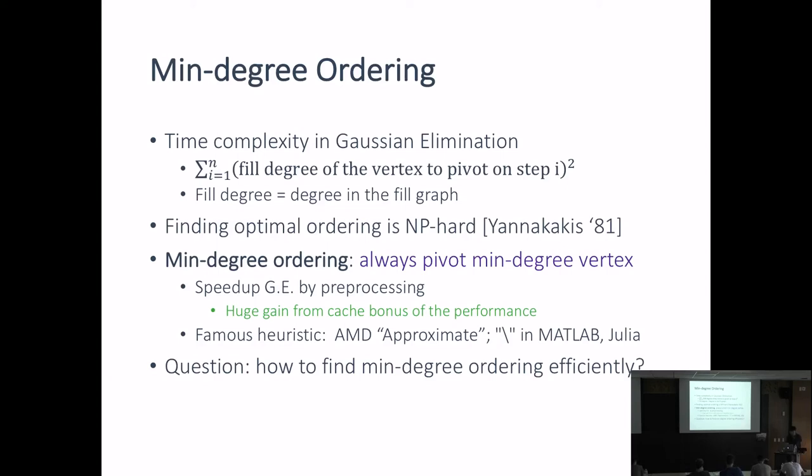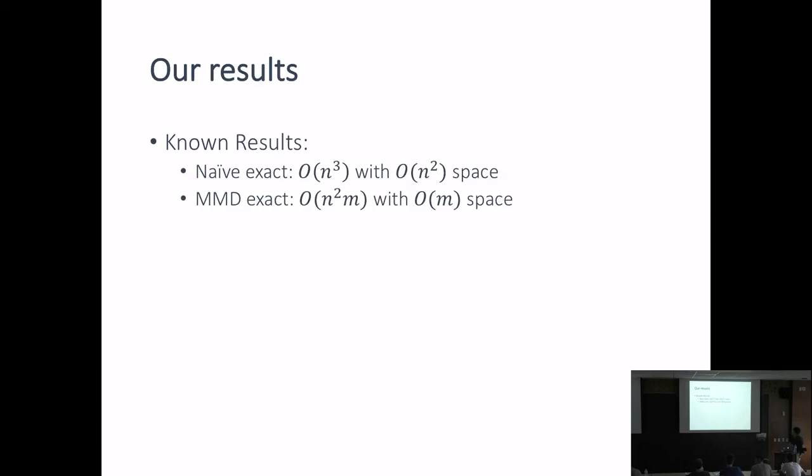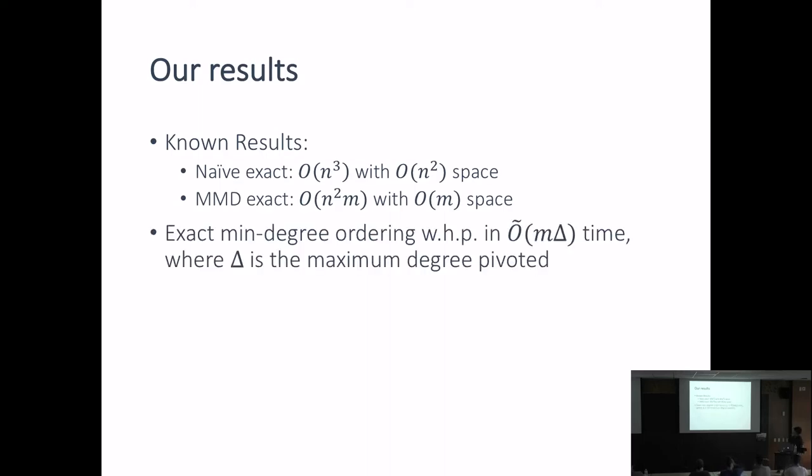Okay, so the question is how to find this min-degree ordering efficiently. We know the naive result: we basically just simulate the Gaussian elimination process, and at every single step we find the minimum-degree node and pivot it, and that takes n cubed time and n squared space. And there's another algorithm, MMD, that takes n squared times m time using only m space.